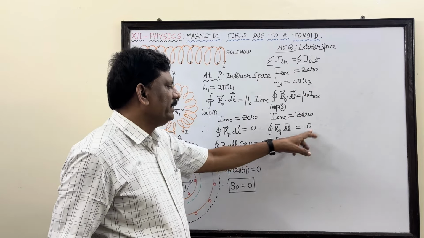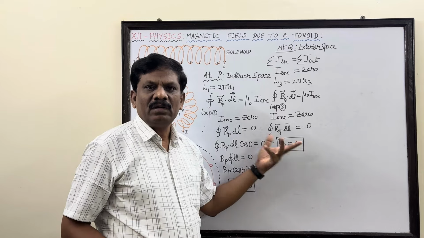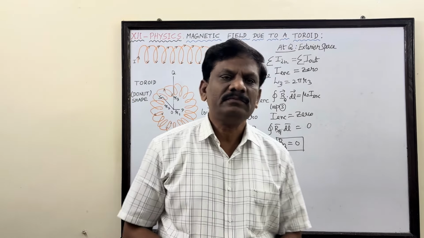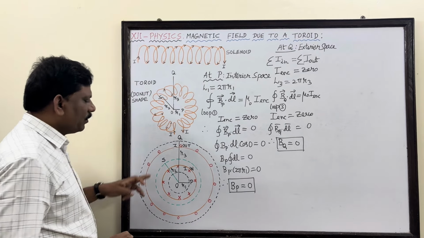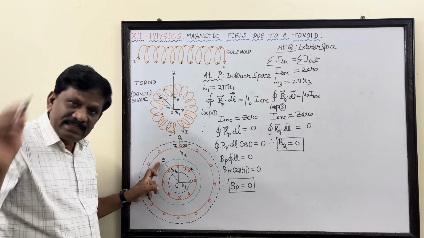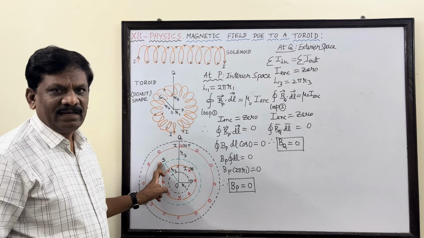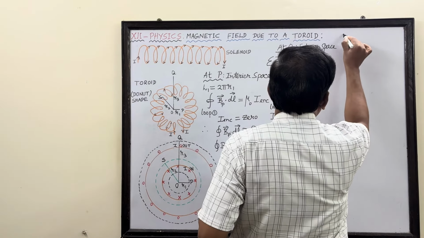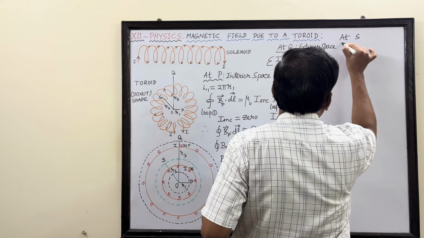Therefore, B dot dl is equal to 0. Therefore, at Q, the magnetic field must be equal to 0. And now, we take one more point, S, inside the coil itself. Okay, children? So, I will take here at point S.